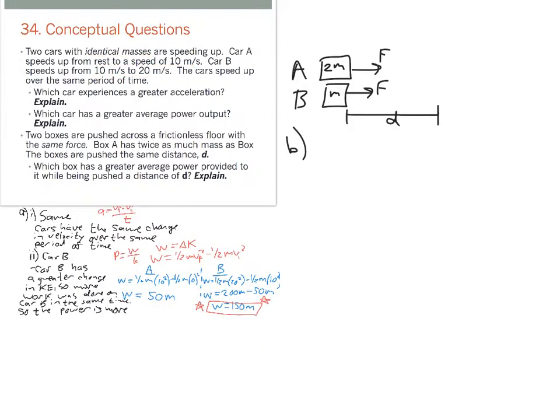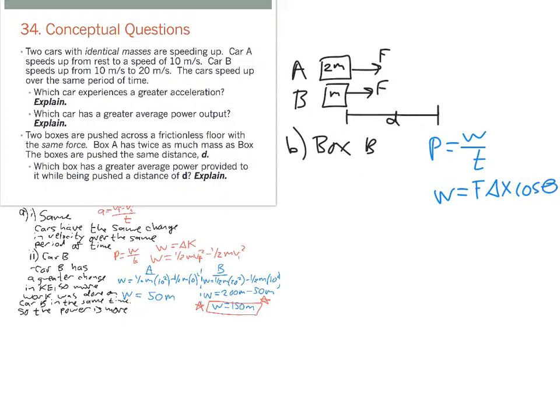Moving on to this next question, we have 2 boxes here. They're pushed across the floor with the same force F. The one box, box A, has twice as much mass though, and we want to know which one has more average power provided to it while being pushed over a distance of d. So this one's actually going to end up being box B, and what we want to think about here is, once again, that power is work over time, and our work done here is going to be F delta x cosine theta.